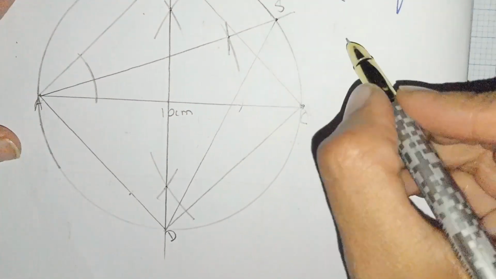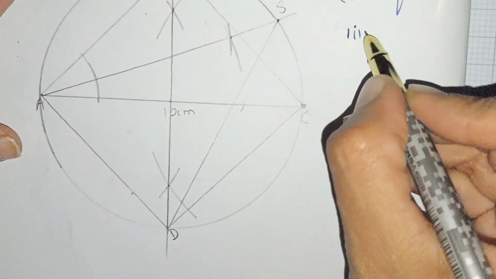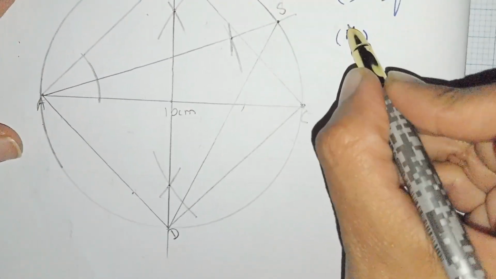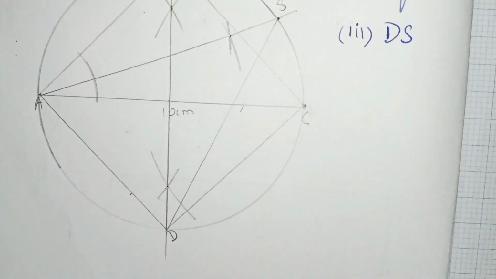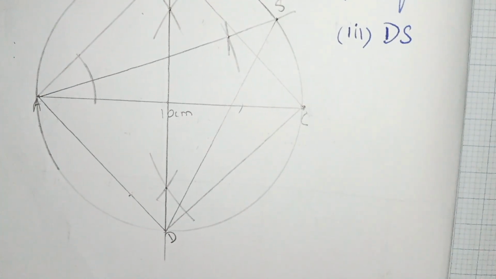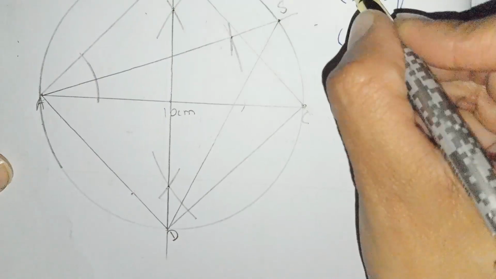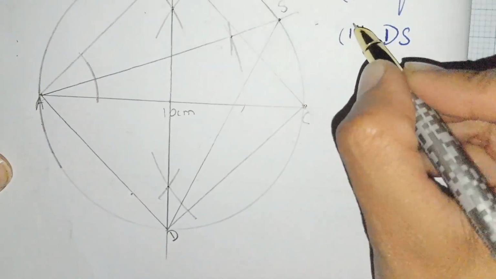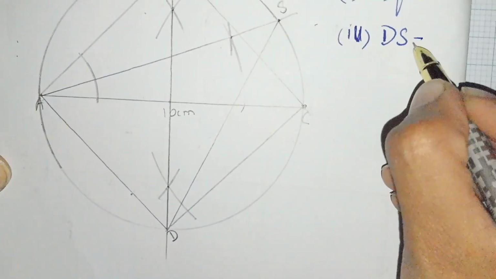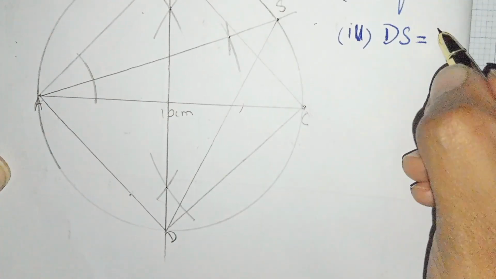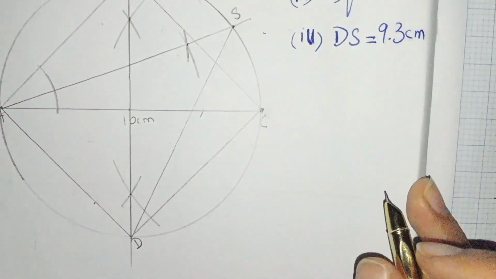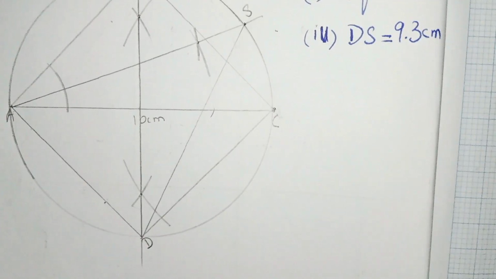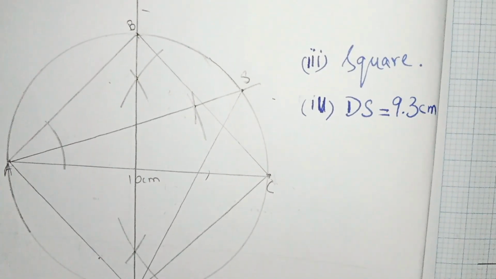Now students, this is part number 4. In part number 4, DS is equal to 9.3 centimeters. And now students, this question is solved and this chapter is finished.